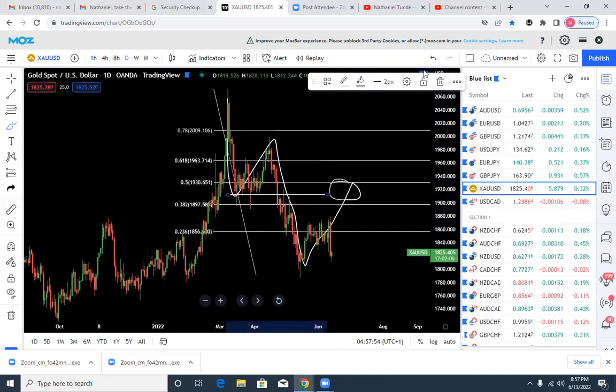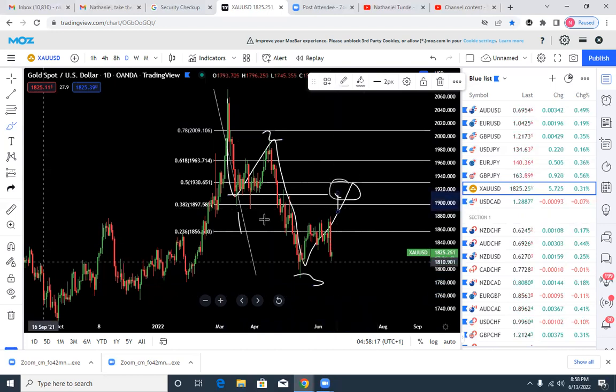All right, because the rule of an impulse says that wave 4 must not hit the level of wave 1. All right, and this is wave 1. So if this one should hit it at the top here, it means this is not 1, 2, 3, 4, 5. It has become invalidated.